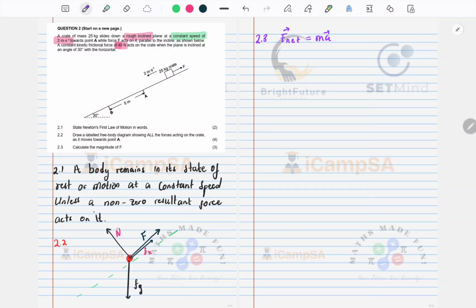Hence this first law is saying, unless a non-zero resultant force acts on it. Listen to what this law is telling you. They're saying it will continue its motion at a constant speed unless a non-zero resultant force acts on it. Here it's moving at a constant speed, which is being set by the first law. So we will not be wrong to say Fnet equals 0. Yes? Okay, hope it makes sense.